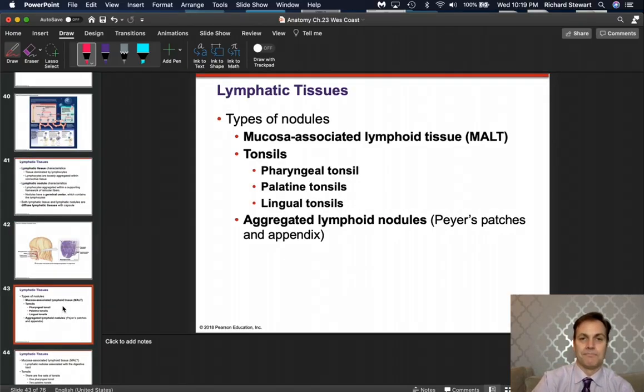So, mucosal associated lymphatic tissue, MALT. If you have a chocolate malt, a Whopper, a malted milk ball, that goes in your intestinal tract. So that's MALT. We have mucosal associated lymphoid tissue in our intestinal tract. That's the only way I was able to remember it. Okay, Peyer's patches, don't worry about that. That's just in your large intestines.